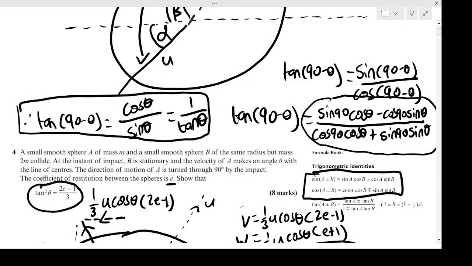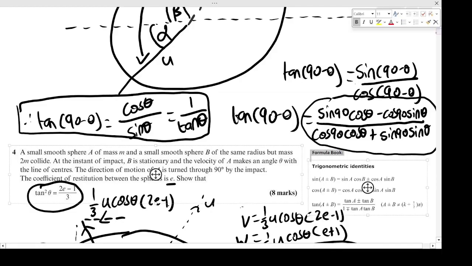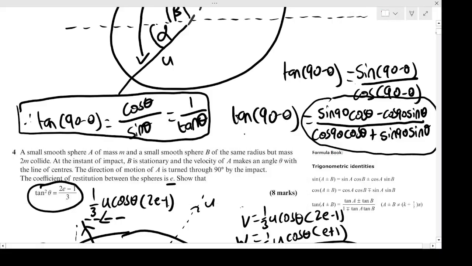So again, the first part of the question is going to be the same sort of idea, where we just apply momentum and restitution to find the missing parts V and W, the missing parallel parts. Then from there, we're probably going to need a bit of trig. So we might need to use the compound angle formulas to simplify any stuff, and a bit of trig identities, but then we should get to the result they wanted. So again, make sure you are confident with your trig stuff from normal maths.